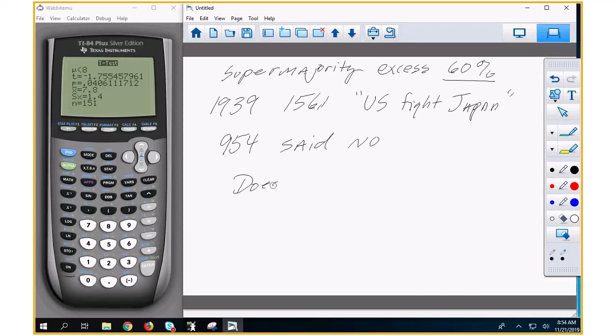Does this constitute a supermajority? And I'm just going to put MAG. All right, so we're giving something different now.